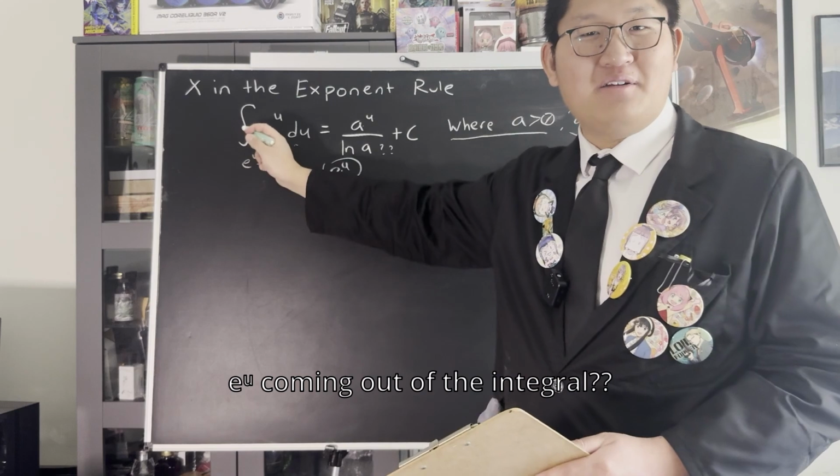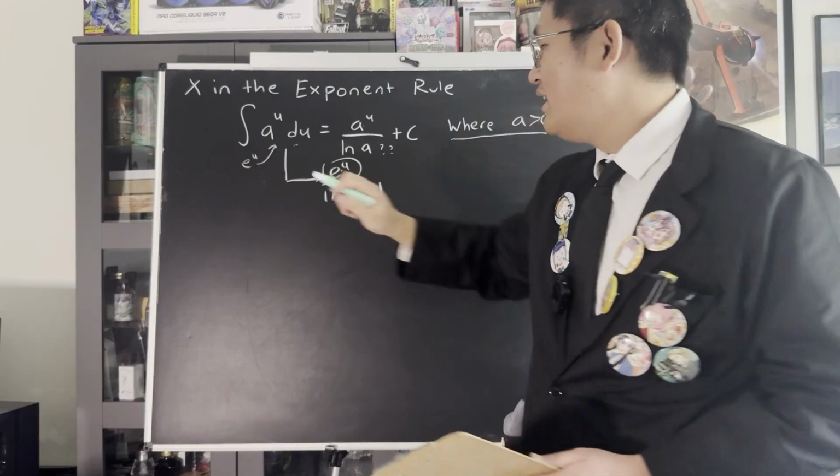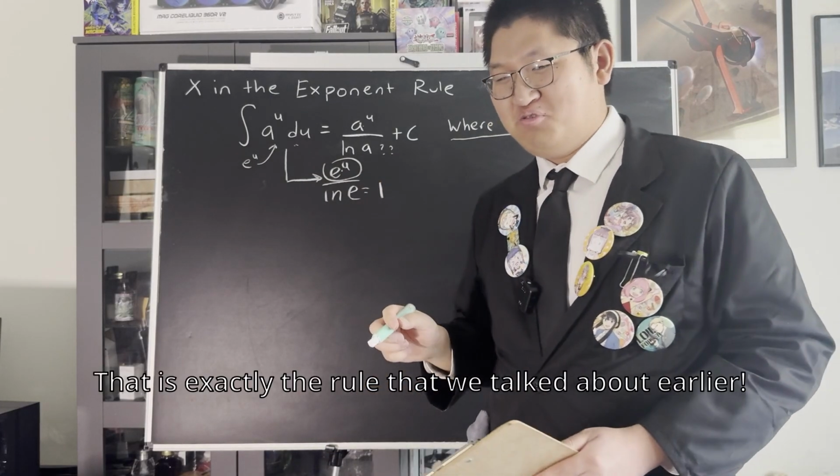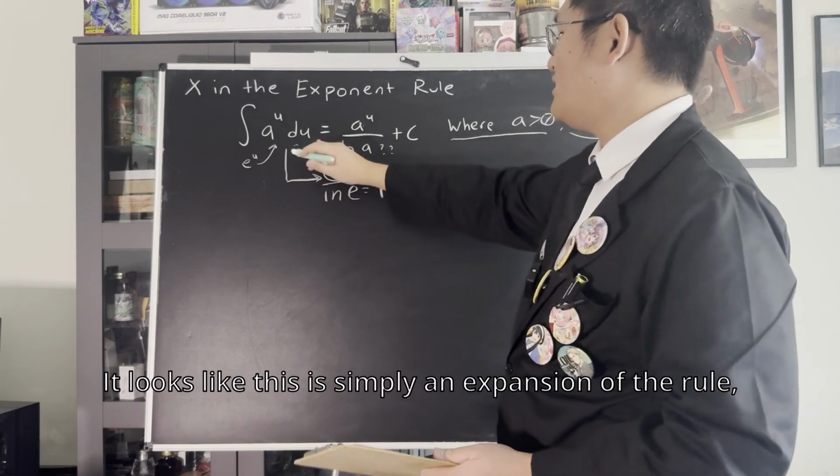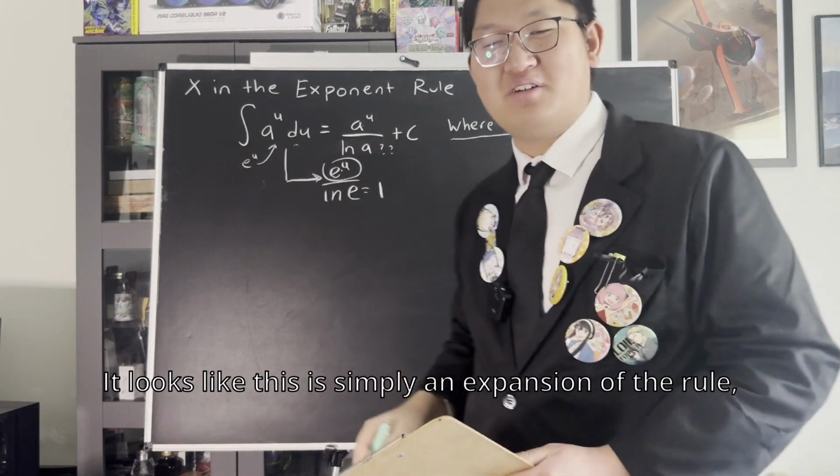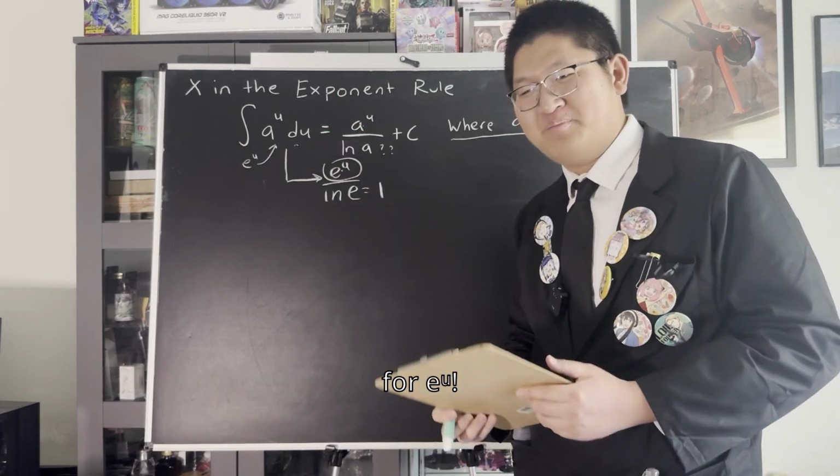And would you look at that? e to the u coming out of the integral? Wow, that is exactly the rule that we talked about earlier. It looks like this is simply an expansion of the rule for e to the u.